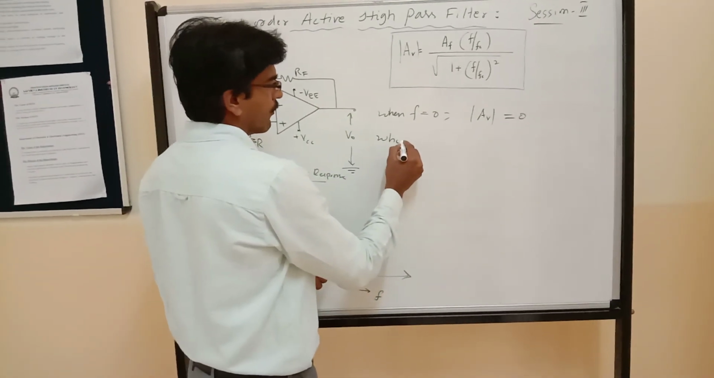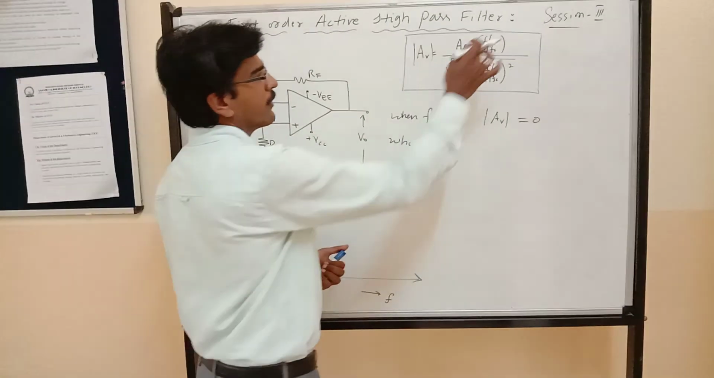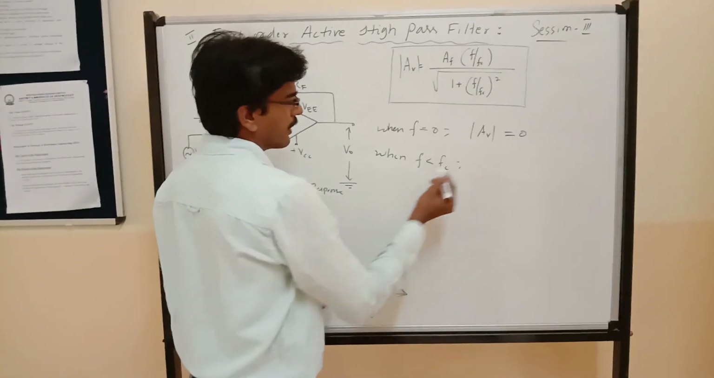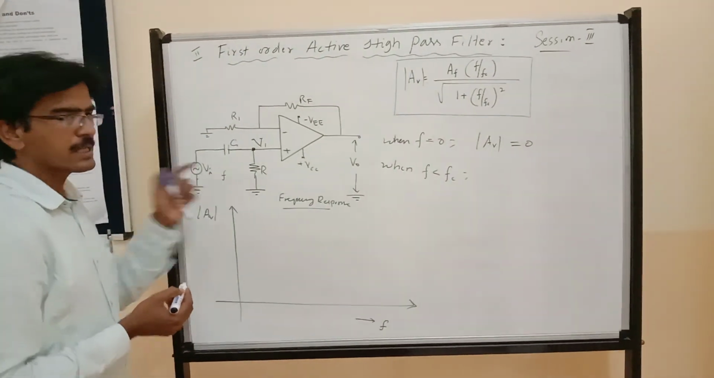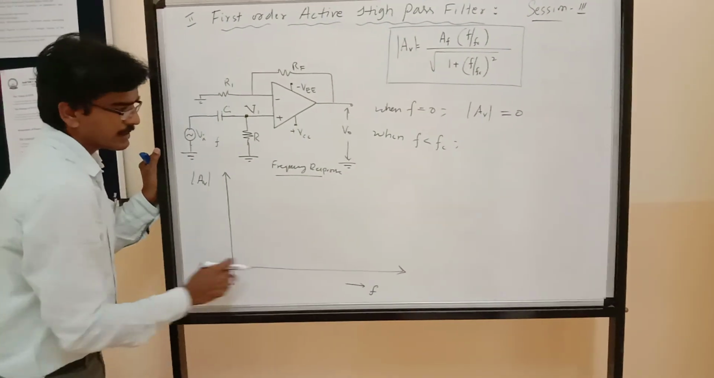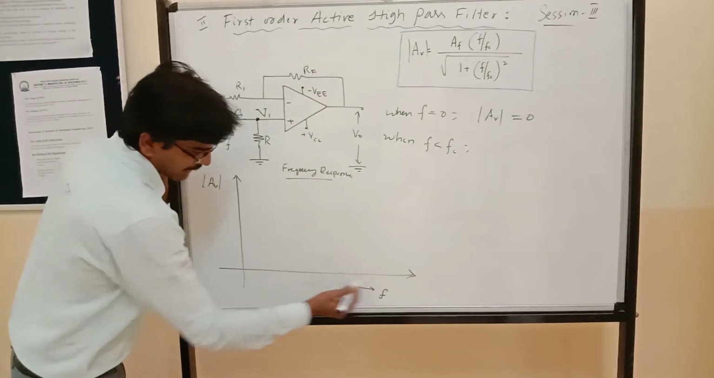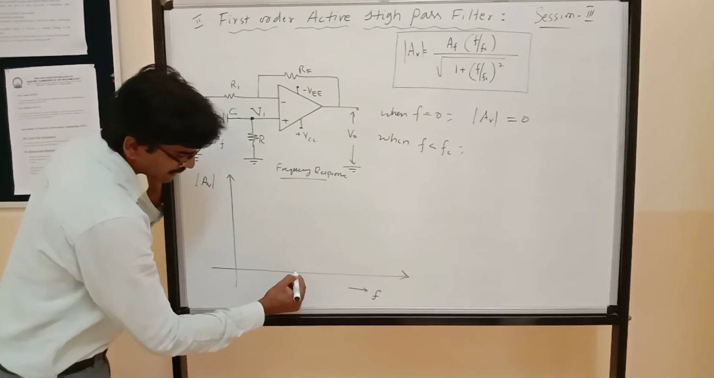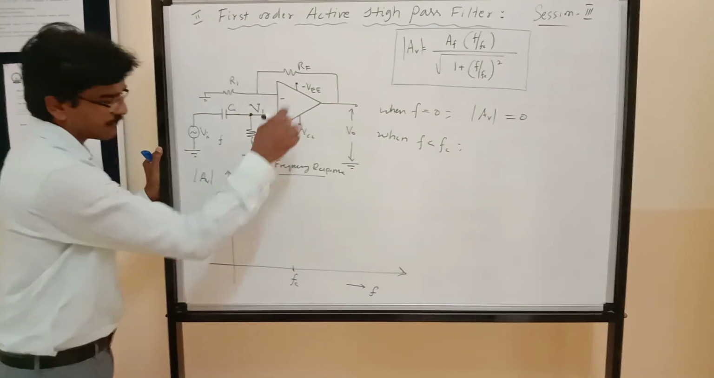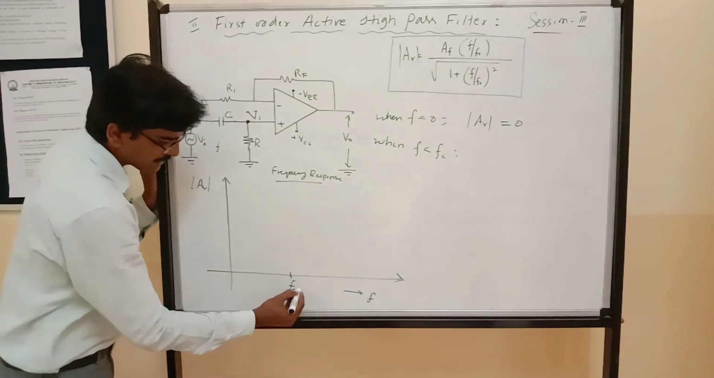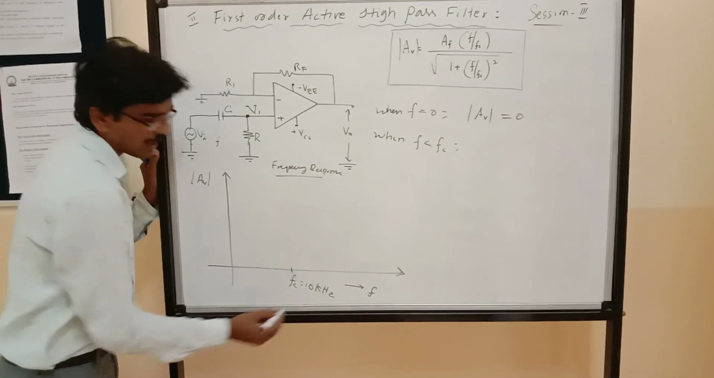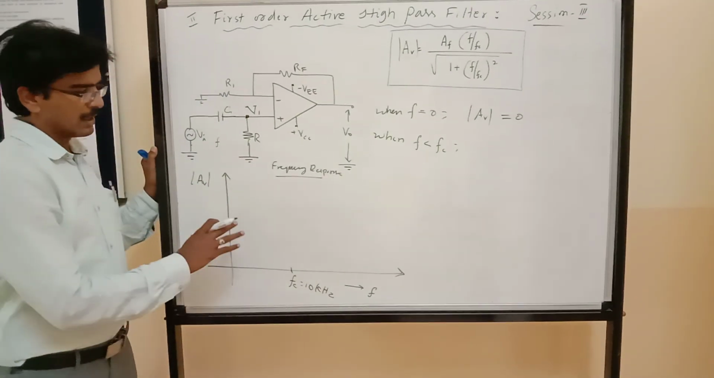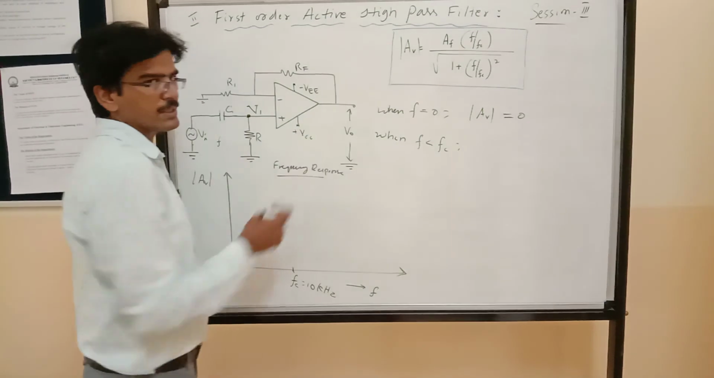Suppose the frequency of the input signal is less than the cutoff frequency. Now, this is the frequency response. The x-axis is frequency, the y-axis is magnitude of gain. Let us take a cutoff frequency for this filter, Fc, and assume that this is 10 kHz. That means I want to pass the signal frequencies above 10 kHz. Now, let us analyze this graph with respect to this equation.